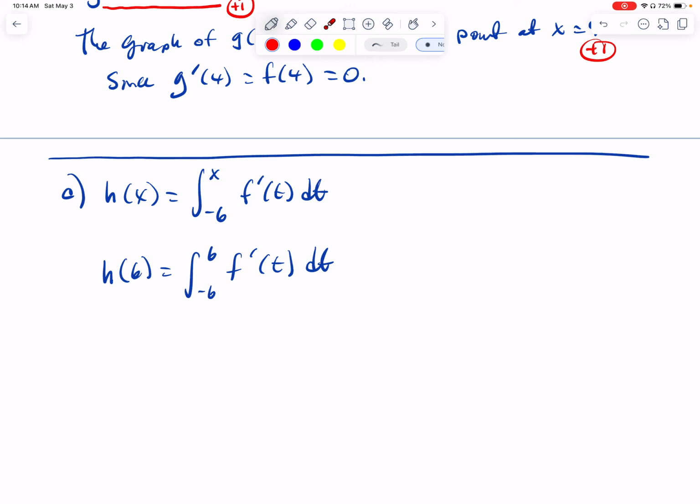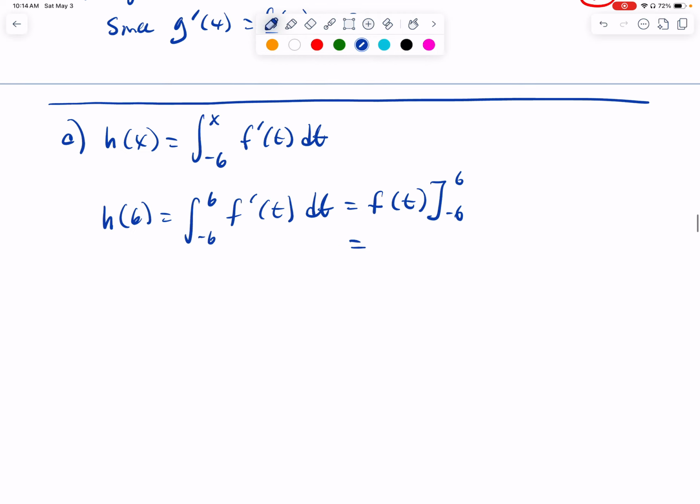What would you do if you're just integrating, generally speaking? You'd find an antiderivative of f prime, which is f, so this is going to be equal to f of t, because if I take the derivative of this, I get that. Then evaluating this from -6 to 6, and using the fundamental theorem of calculus, the other one, I get f of 6 minus f of -6.